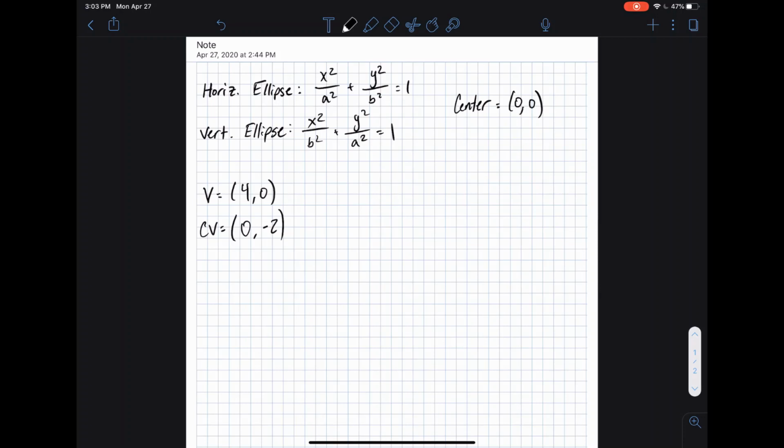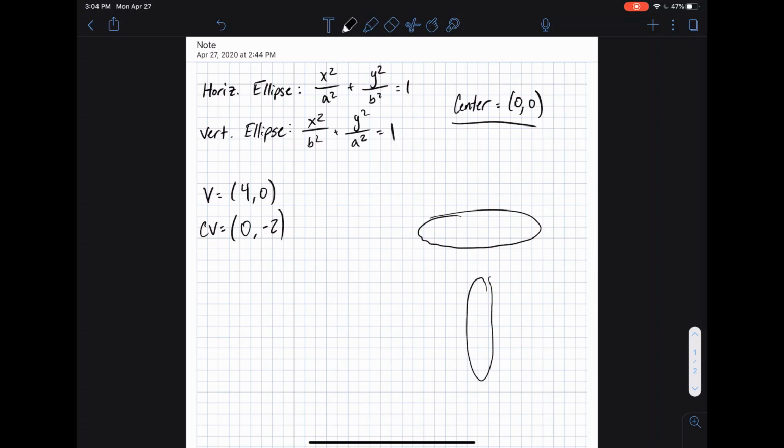So in all of these cases, the center will be at 0, 0. So I wrote that down right there. And as you can see here, we have two standard form equations for an ellipse. One is a horizontal ellipse and the other is a vertical ellipse. What do I mean by horizontal and vertical? Well, a horizontal ellipse looks like that, and then a vertical ellipse looks like that, kind of.